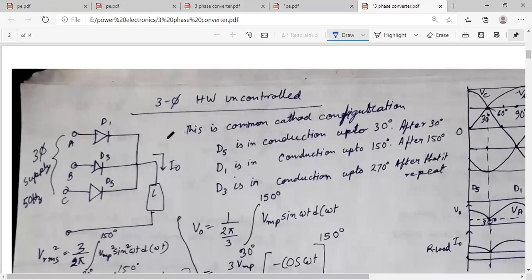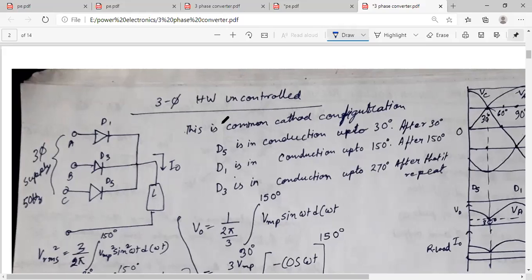So this is a three phase half wave uncontrolled rectifier. What do you mean by uncontrolled? Uncontrolled means it should be connected with diode. Diode is an uncontrolled device. That is, its triggering or its conduction you cannot control. If you put supply onto it, it will immediately come to conduction.